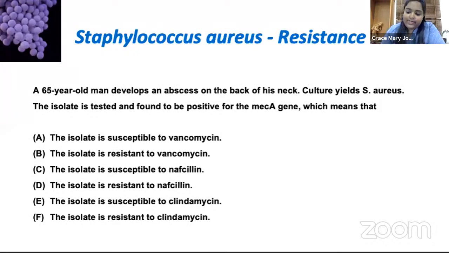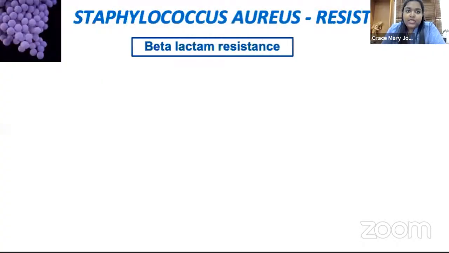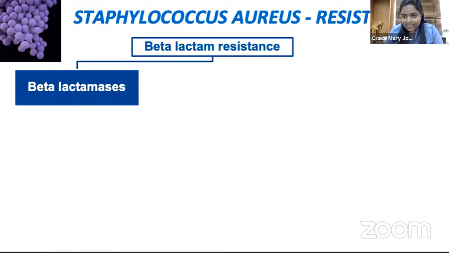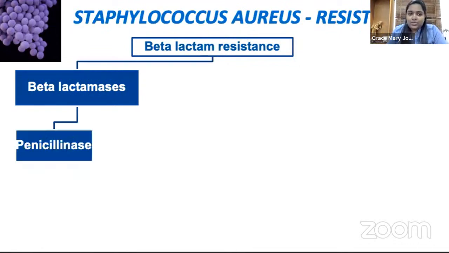mecA gene, all right. Now coming to resistance, this is nothing but MRSA. This is purely methicillin resistance, which means it is resistant to nafcillin. So for beta-lactam resistance, there are 2 major mechanisms that you need to know. One that is very common that you know in the gram negatives is the beta-lactamase enzyme, enzymes that are produced by the bacteria to break down the drug, right? So the first major thing that you see is penicillinase. Okay, penicillinase means it breaks down penicillin.